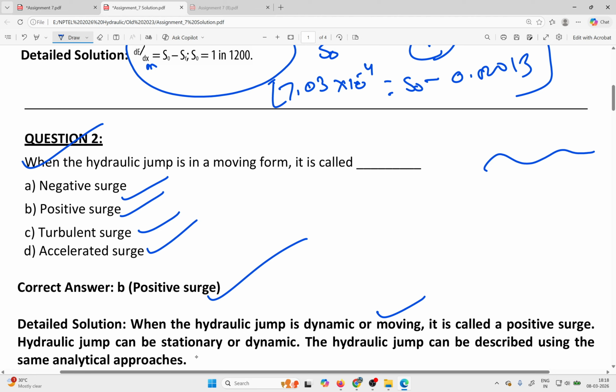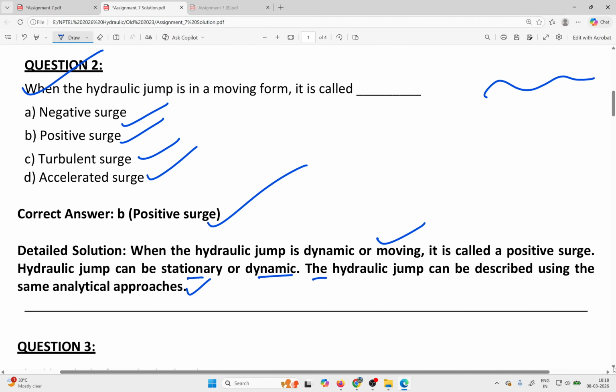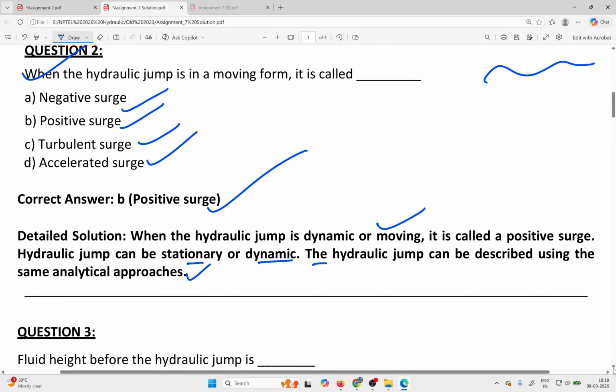A hydraulic jump can be stationary or dynamic. The hydraulic jump can be described using the same analytical approaches. Okay, so remember. Now we'll move on to the next question, question number 3.